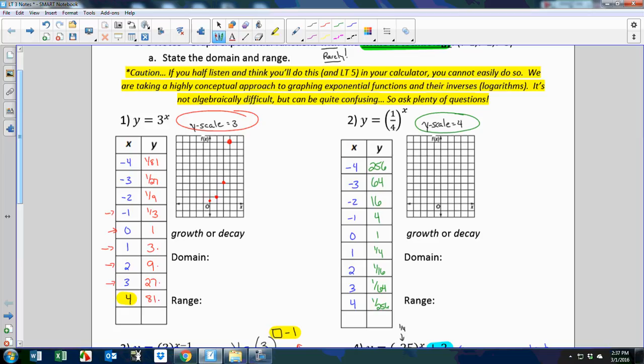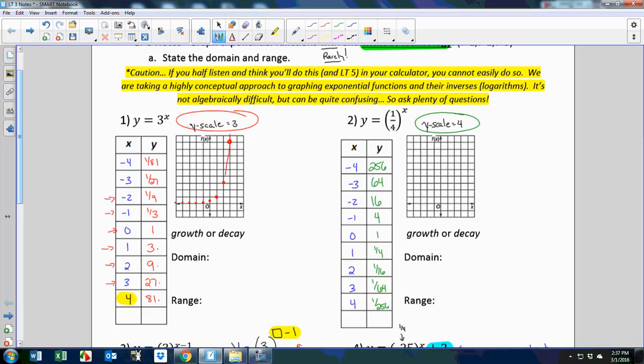Negative 1, 1/3, that'd be left 1 up a little. Negative 2, 1/9, left 2 up a little. Your pencil lead's probably thicker than 1/9. So at this point, we're just graphing decimals that are really close to the x-axis. Negative 3, 1 over 27, left 3 and up a little. Negative 4 and up a little, and you start to see, okay, this pattern's going to continue forever.